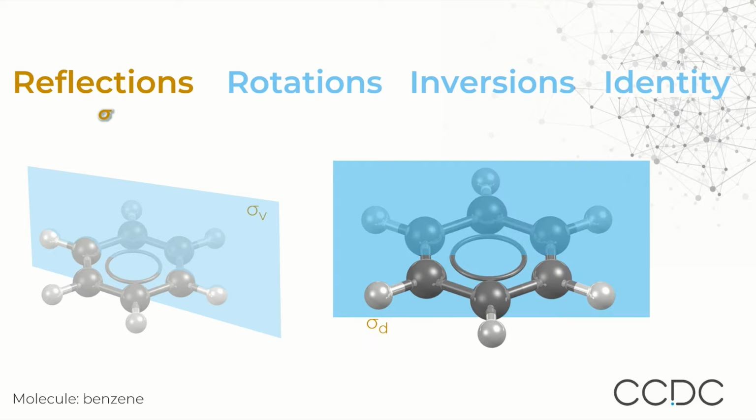Don't worry too much about the letters for now. Just remember V includes the rotation axis and H does not. Others are likely to be special cases.